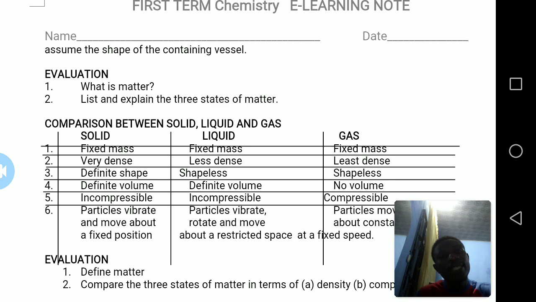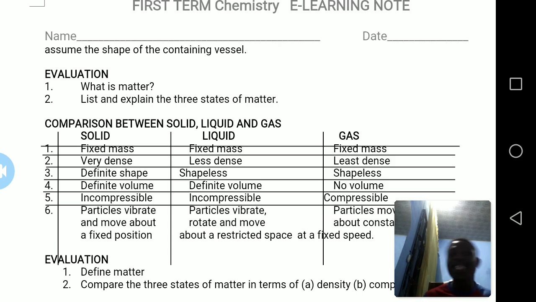The solid state is very dense, that means very heavy. If you carry a 20 liter paint rubber and put sand inside it, I wish we were in a physics class, we would have done the experiment. If you put sand in one and water in the other, you will realize that the one carrying sand will be heavier than the one carrying water. Do you understand? So very dense. That of solid is very heavy, very dense.